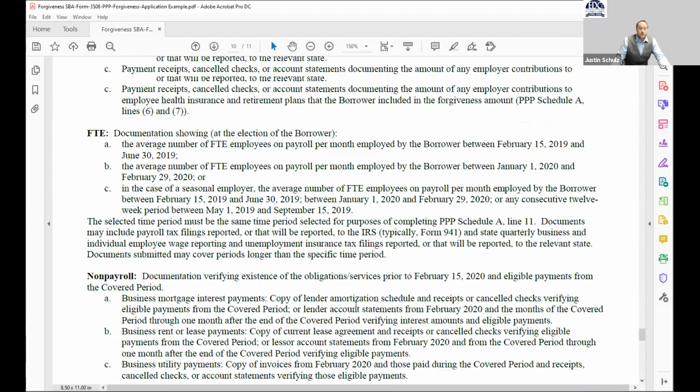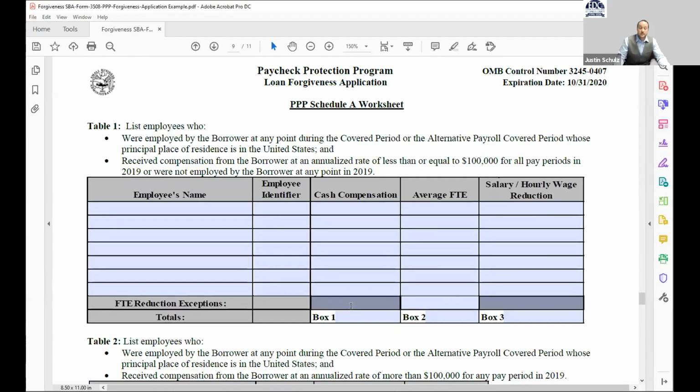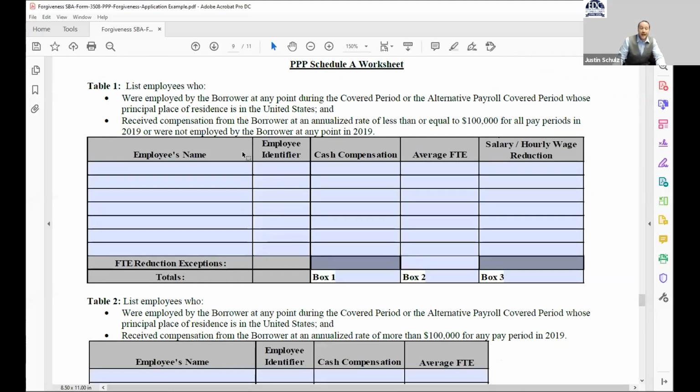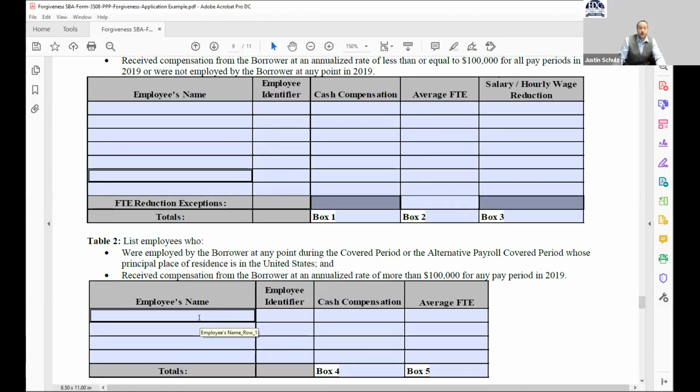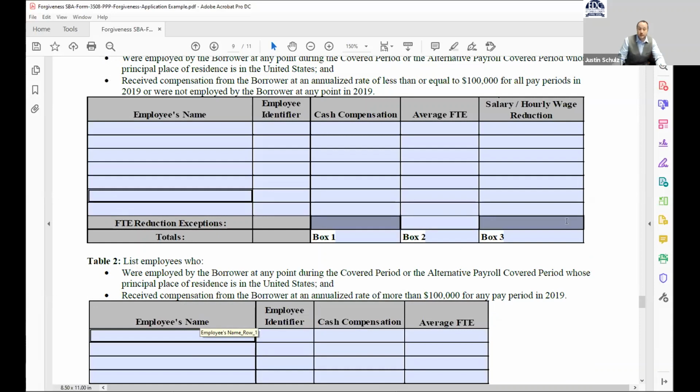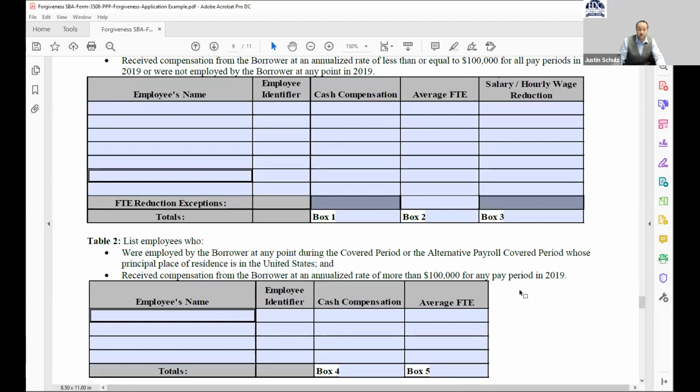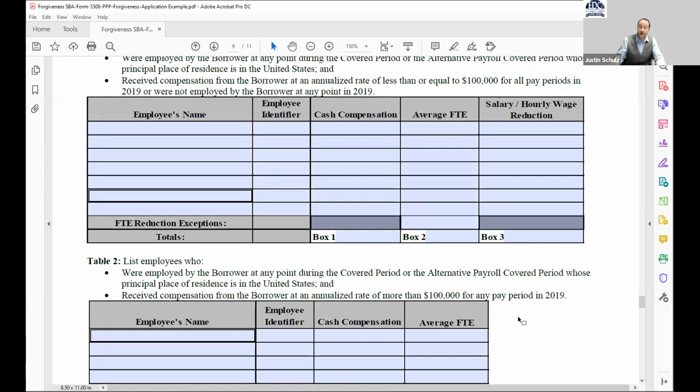And so we are going to start. This is the PPP Schedule A worksheet. There are 2 different tables. The first table is for anybody who made under $100,000 annualized that an employee was used to get the original PPP funding, or what was calculated in that. And table 2 is for anybody who is over $100,000. The one thing you'll notice is there is not a salary hourly wage reduction box for anybody over $100,000. That's because the legislation did not state that you could not reduce people's wages if they made over $100,000. And so that is not in there.